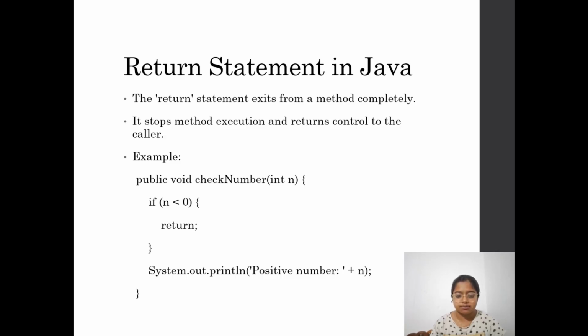Coming to the return statement, the return statement is slightly different. It exits the method entirely, not just the loop. It stops method execution and returns the control to the caller. Look at an example given below. Here, if the given number is less than 0, it exits this method and goes back to the caller.